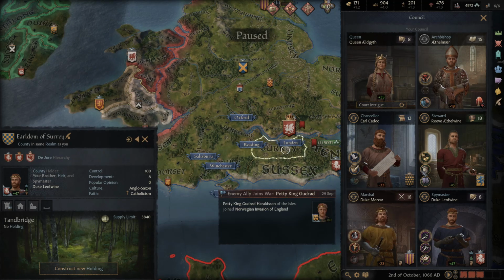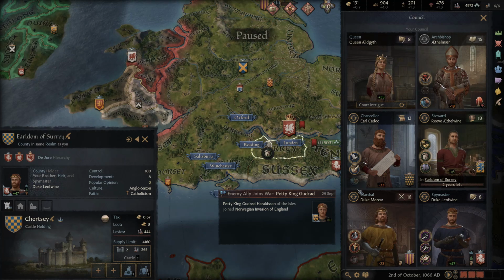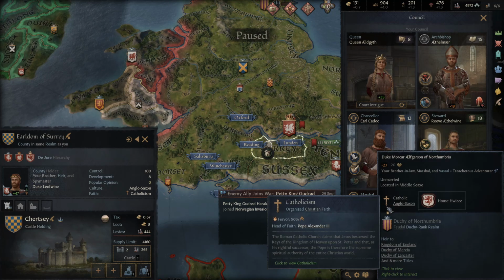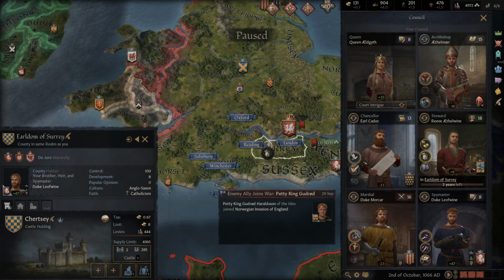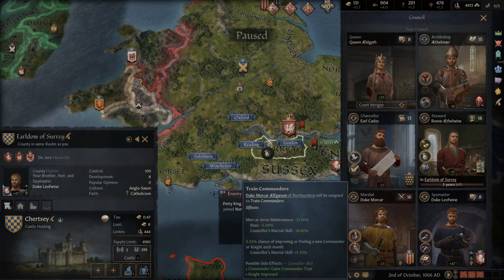With the increased development mission, the Steward will over time raise the development of the county you've assigned him in by 1. Next up we have the Marshal, your military advisor, and his stat that corresponds to him is of course the Marshal stat. He can organise levies, which increases your levy size, your garrison size, and increases your reinforcement rate, depending of course on his martial ability. You can also train commanders, which reduces men-at-arms maintenance because they can cost quite a lot, as well as having a chance of finding new commanders for your armies.